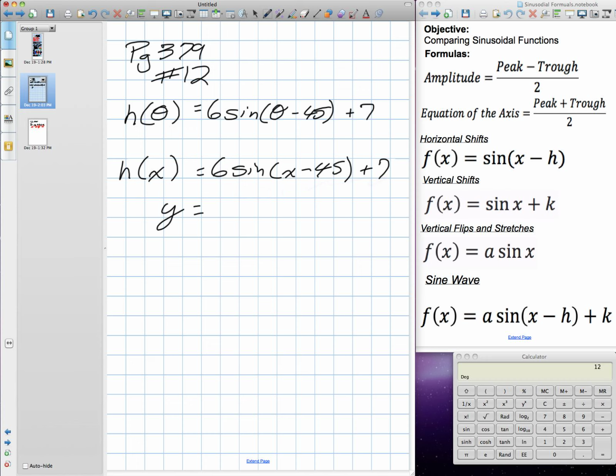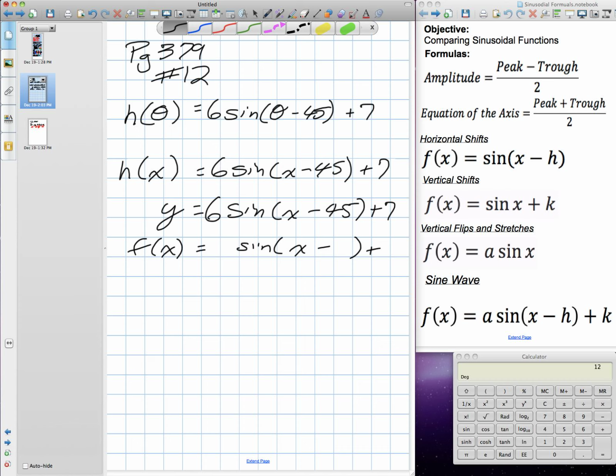So what they're saying is if I were to plug in a value for x and work everything out, I would get my height at that point. That's just like a y and an x. So we can replace the h of x with y if we like. So we could have y, because when we draw this on a graph, that's going to be our y-axis, the height. y is equal to 6 sine of x minus 45, plus 7.